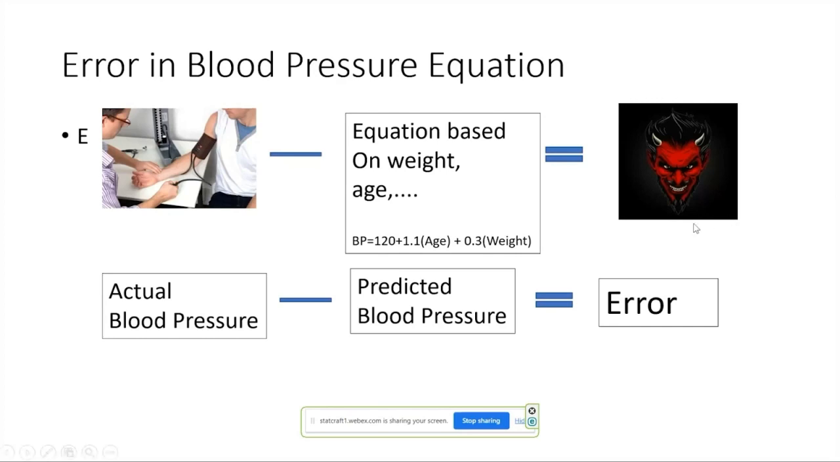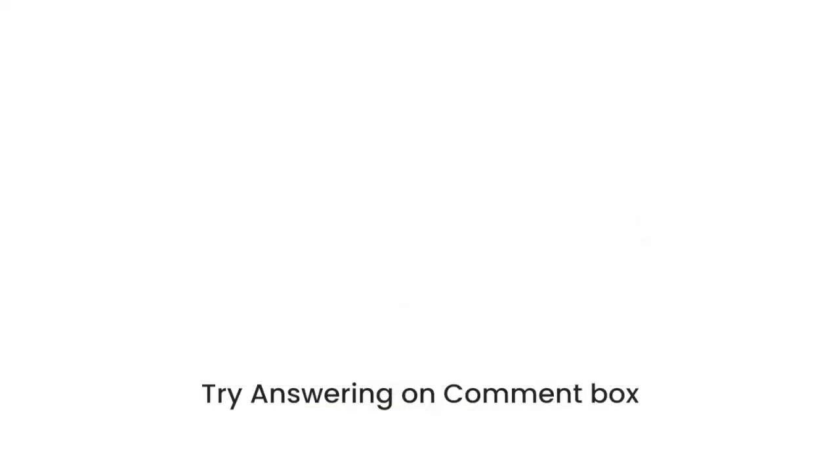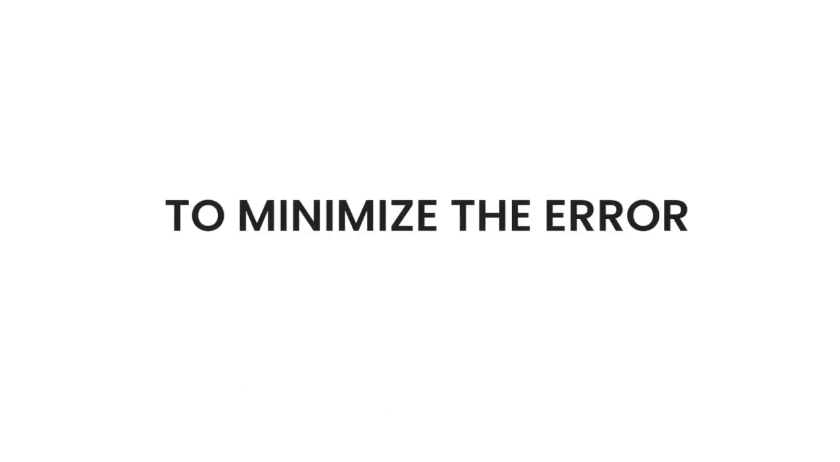There will always be a devil in your equation. But as far as possible, our efforts are in this direction, to minimize this devil. Now, how are we minimizing this devil? On that basis only, the roots of Lasso and Ridge regression are there. Our sole objective in using advanced regression is to minimize this devil. Is it clear? Please write down in the chat box what our sole objective is. What is the sole objective of using advanced regression? To minimize the error. Fine. Let's proceed further.